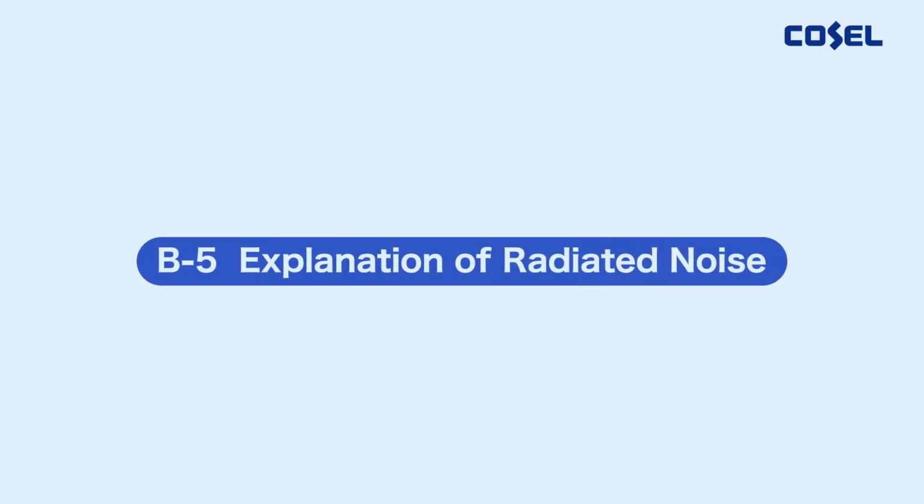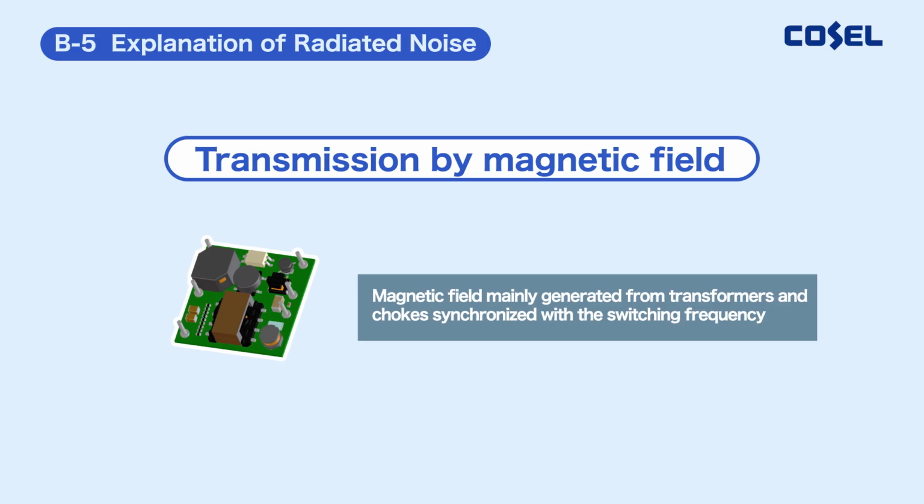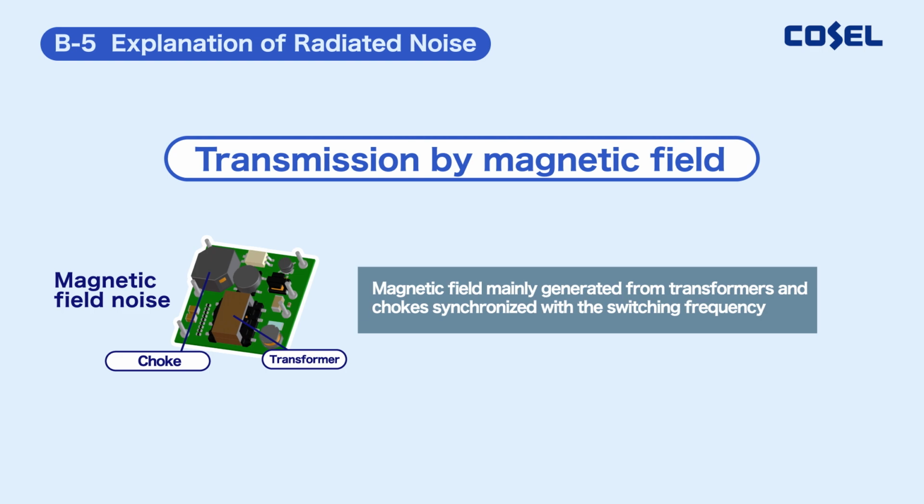Finally, we will use the onboard power supply as an example to describe radiated noise transmitted through atmosphere, such as magnetic fields, electrolysis, and radio waves. First, let's look at transmission by magnetic fields. Magnetic field noise is mainly generated from transformers and chokes synchronized with the switching frequency.